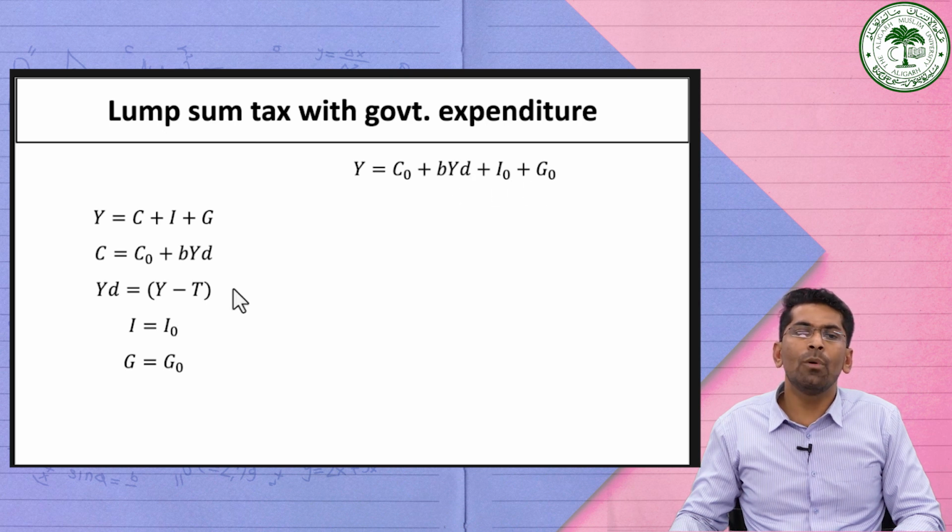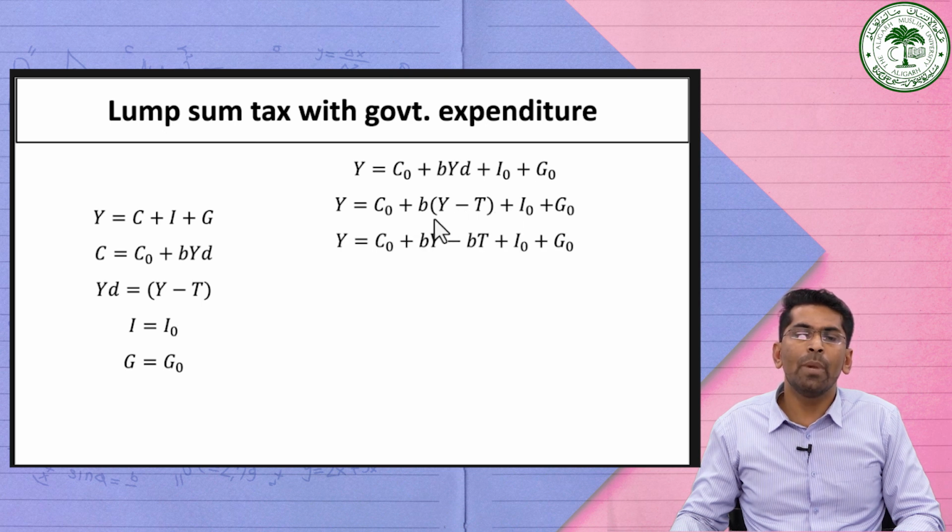We know YD is equal to Y minus T. So we are substituting here YD is equal to B into Y minus T, plus I0 plus G0. Then I am opening the bracket by multiplying these terms. So it will be C0 plus BY minus BT plus I0 plus G0. Then taking the Y term into the left side. So here the Y term is only BY.